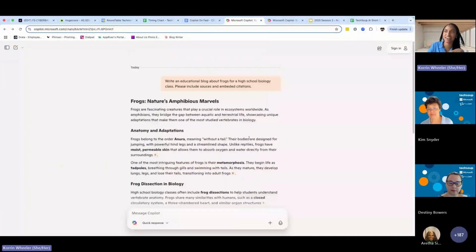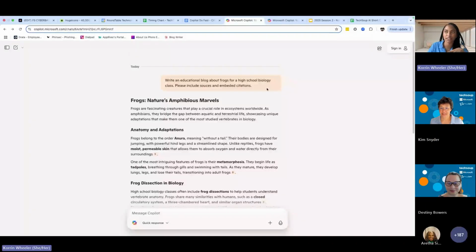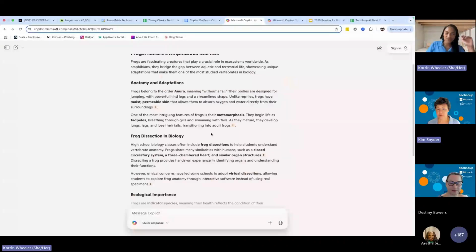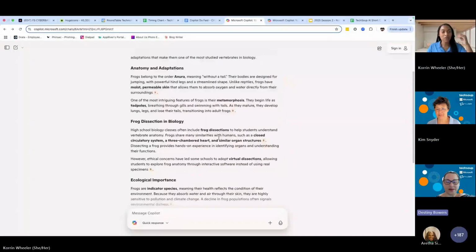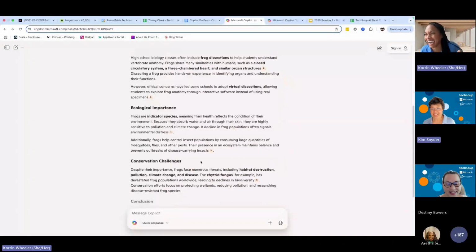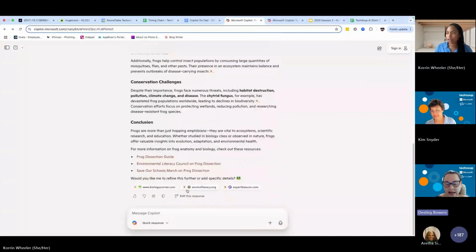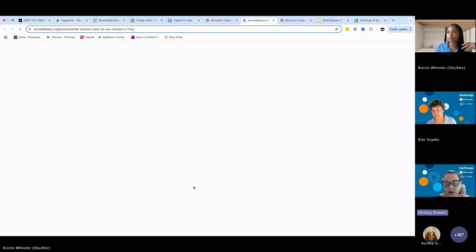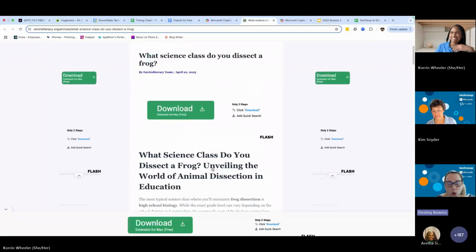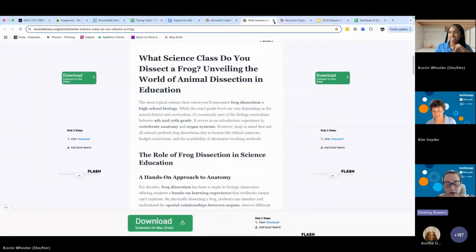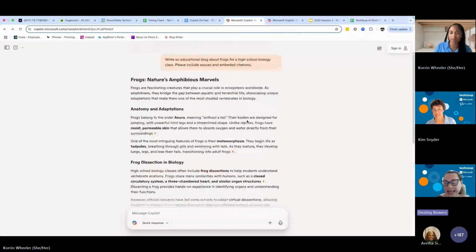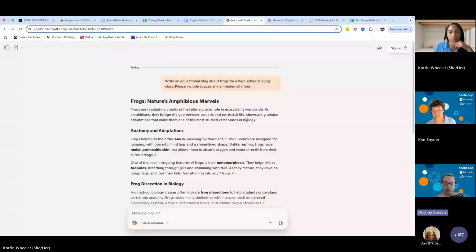I said, write an educational blog about frogs for a high school biology class. I just wanted to throw that in there. But that was frog dissection, Corinne. But I think that's also important. I know that question came up about whether it can cite resources. Yes, it absolutely can, and then you can go and click and validate those. You can even be more specific, saying cite only university studies or cite medical journals. Exactly. You can tell it the type of sources that you want to cite.